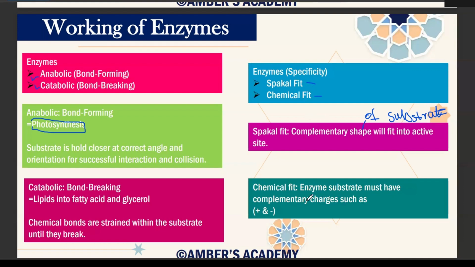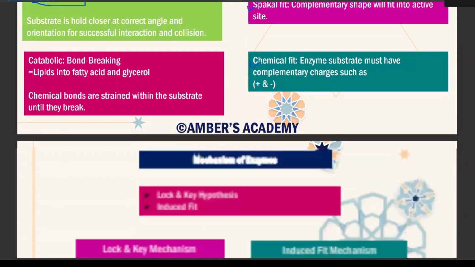Then chemical fit is that enzyme and substrate must have complementary charges such as positive and negative. So for example, if your active site is negative, then your substrate should be positive, right? Because opposite charges attract each other while like charges repel each other. Okay, so we need to be mindful that we have shape fit and chemical fit, and enzymes work in two ways. Either they form a bond or they break a bond.